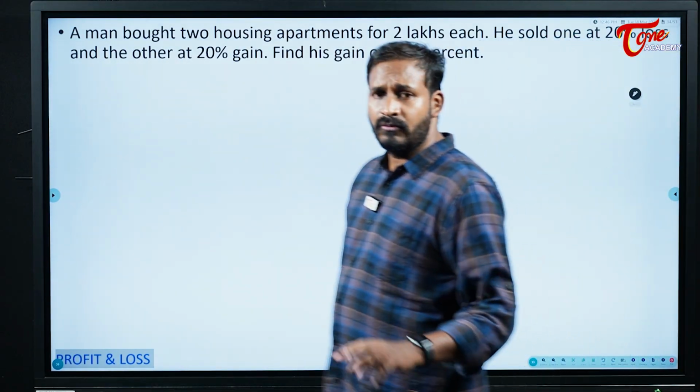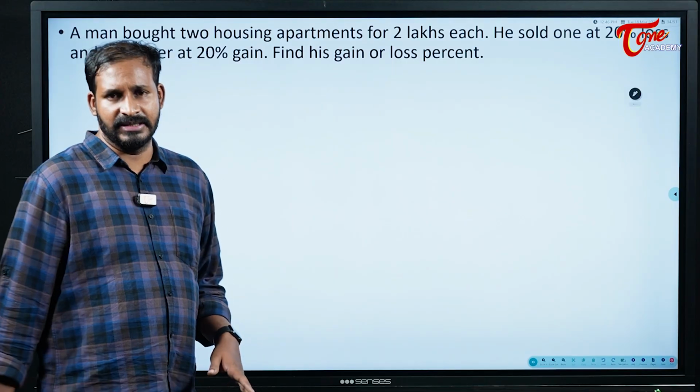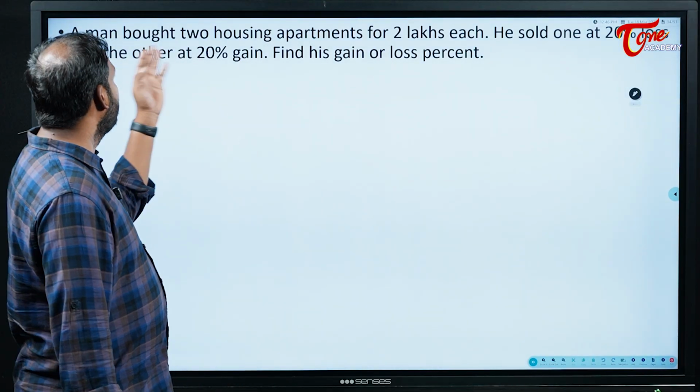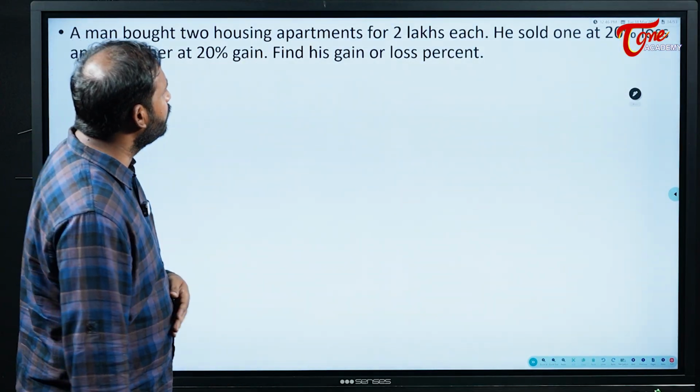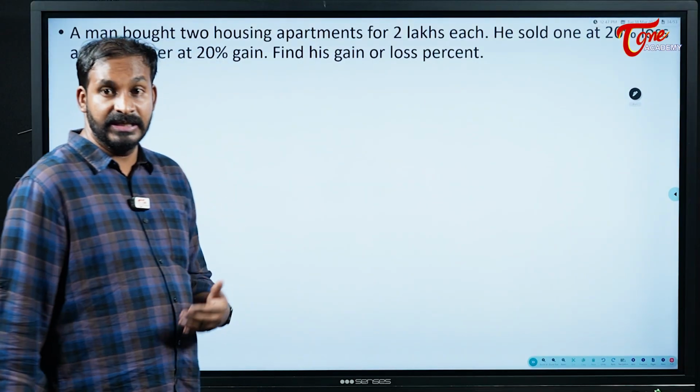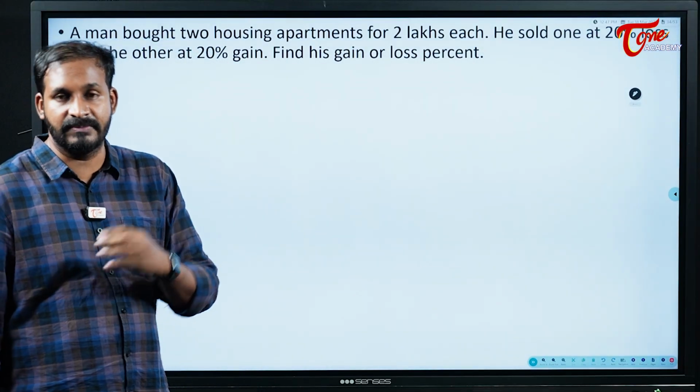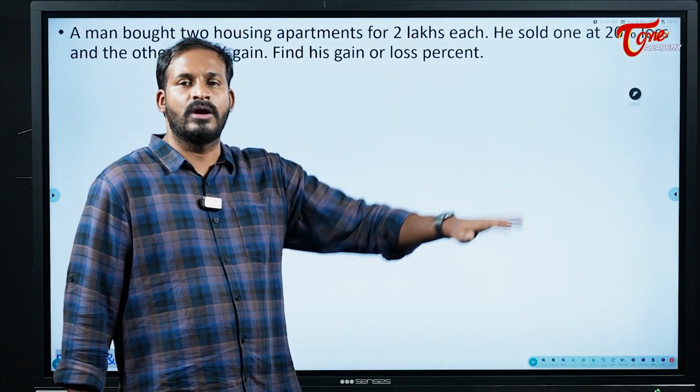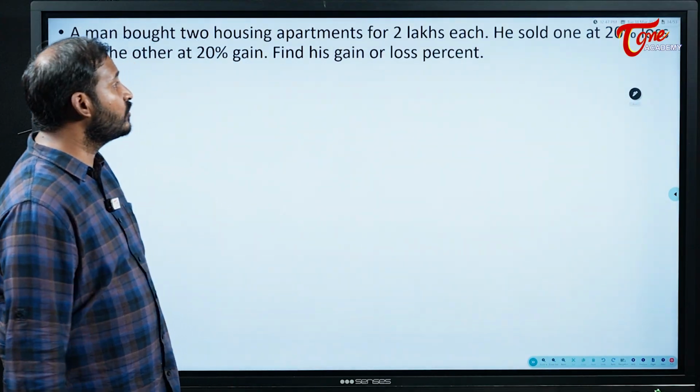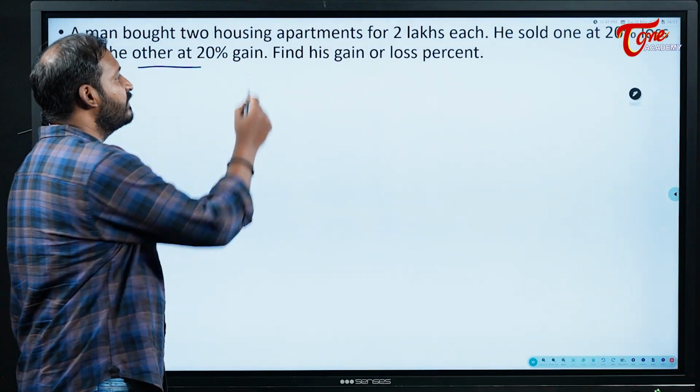A man bought, now directly I will solve it in the general method or the shortcut method. A man bought 2 housing apartments for 2 lakhs each. He purchased both of them for 2 lakhs, that means the cost price is 2 lakhs. We will not bother about the 2 lakhs. Next, he sold one at 20% loss and the other at 20% gain.